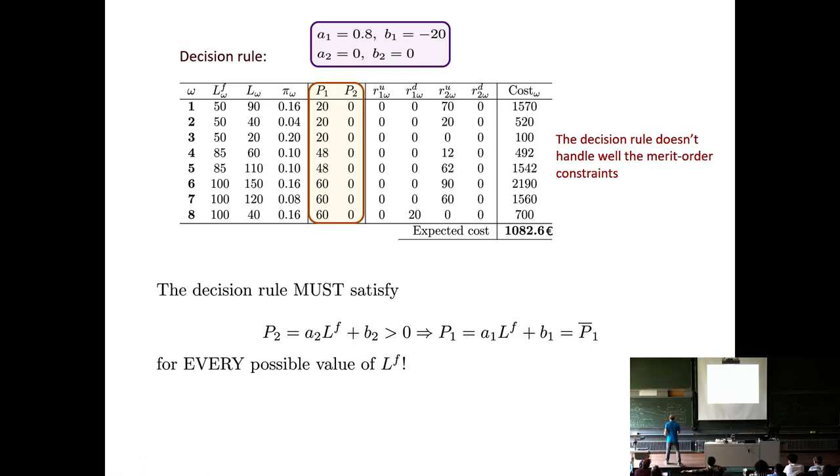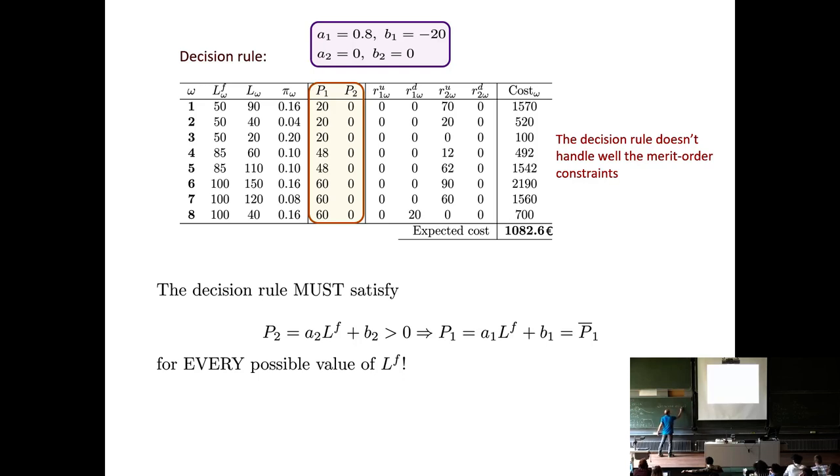So we were saying that A2 for the first context, 50, plus B2 greater than 0 implies A1 times 50 plus B1 equals the capacity. Is that this?